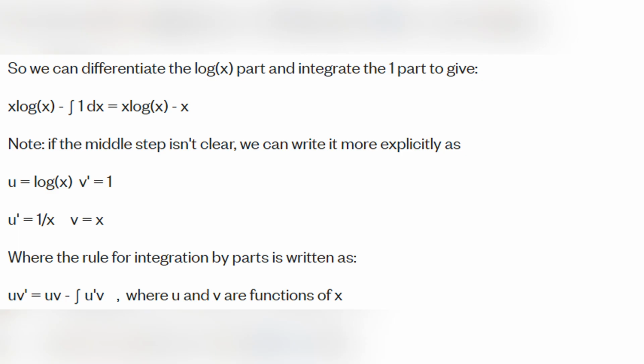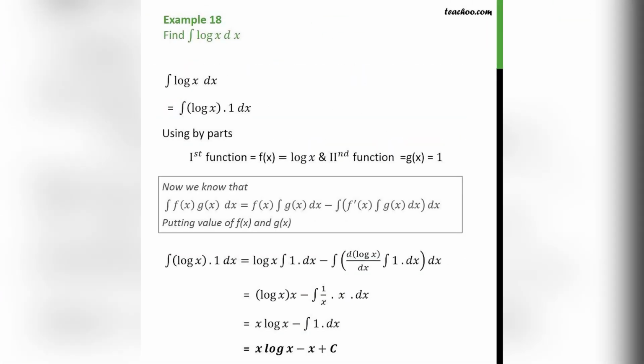Then to simplify, x (ln x)² minus the integral of (ln x minus 1) dx. To solve the remaining integral, the integral of (ln x minus 1) dx equals the integral of ln x dx minus the integral of dx. And we know the integral of ln x dx equals x ln x minus x. So it becomes x ln x minus x minus x, which equals x ln x minus 2x.